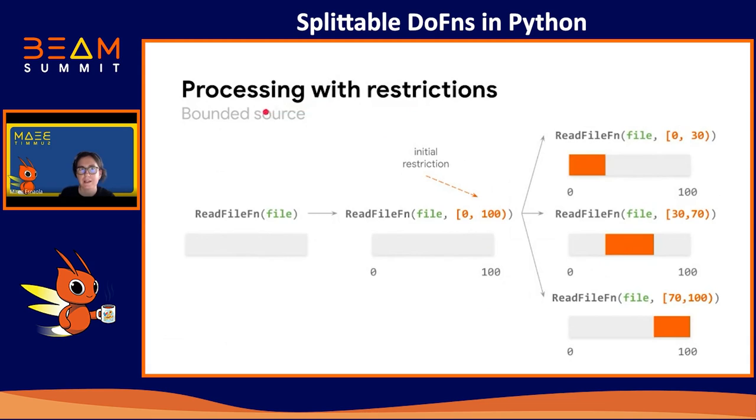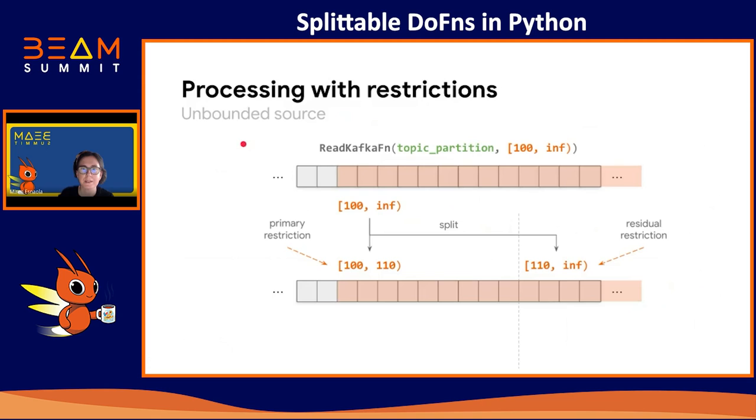Here are a couple of examples. I will give you an example with a bounded source and an unbounded source. As we said before, imagine that we represent the read of a file as a restriction with a range from 0 to 100. So we can do initial splits, ranges of bytes in this case. If we take an unbounded source, it's a bit different, because imagine that we are reading from a partition in a topic. The number of messages can be infinite. So imagine that we start reading from offset 100. We say the range is from 100 to infinity, but when we code, we would represent it with a very large integer, for instance.